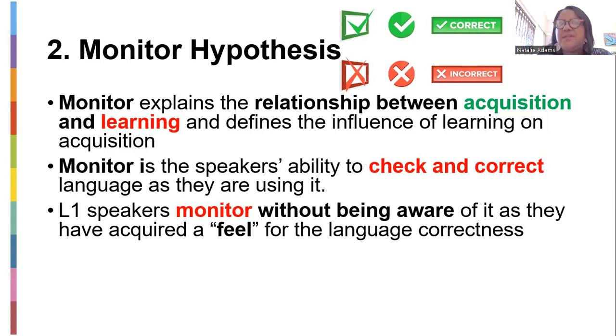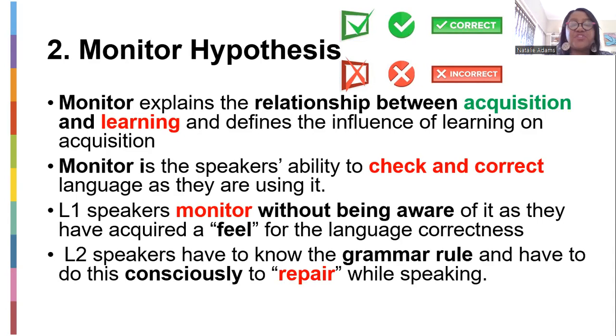Sometimes I would speak English and I can see I did not say the correct word here and there, but I can monitor myself because I am very comfortable, because I'm an English first language speaker. The same thing will apply with an Afrikaans first language speaker or an isiXhosa first language speaker. It's almost like your mind has the ability to check and correct language as they're using it. So they have a feel for the language.